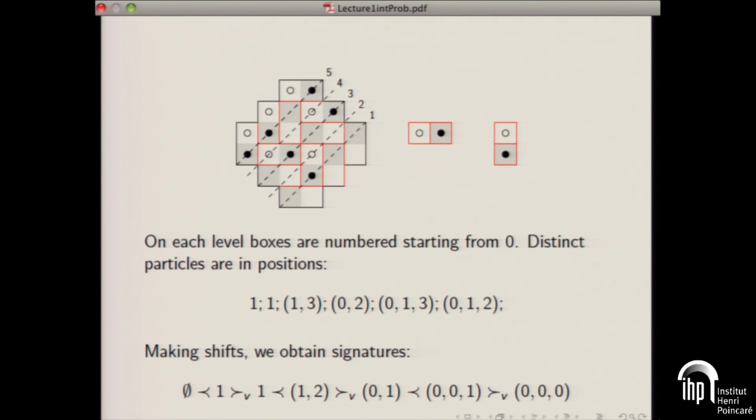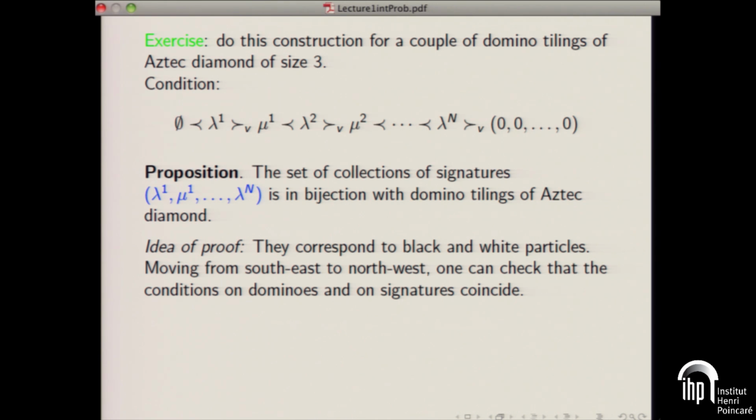And of course, I will not prove this in general. I have an exercise: you can write down a couple of domino tilings of the Aztec diamond of size 3, just to check that this construction works at least in the examples. And of course, the general claim is that this is a bijection. When I construct these collections of signatures from particles, this is actually a bijection.